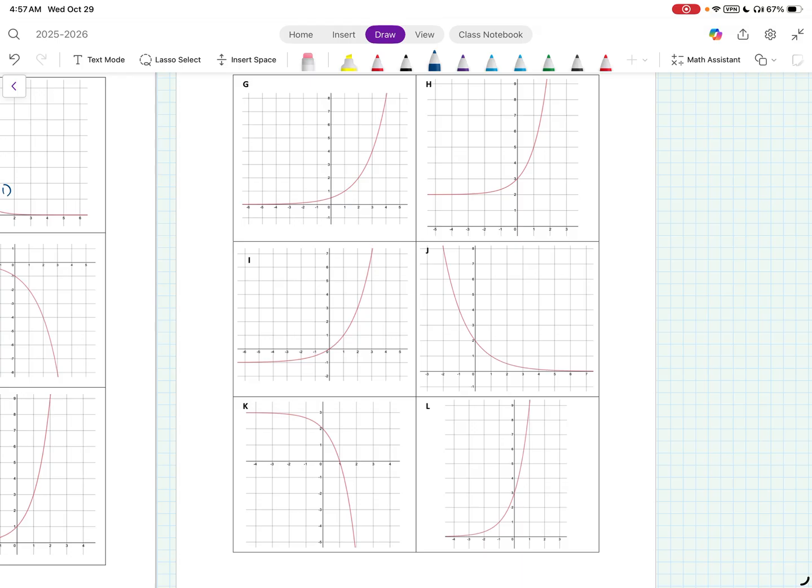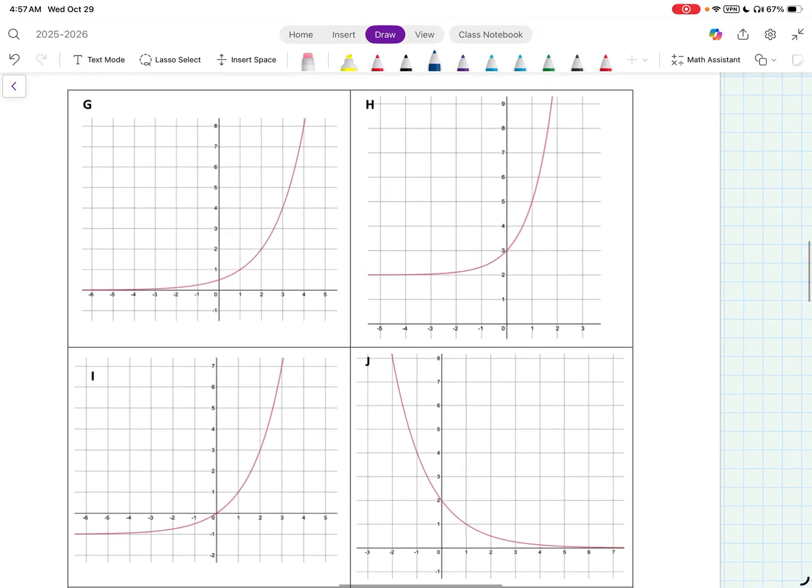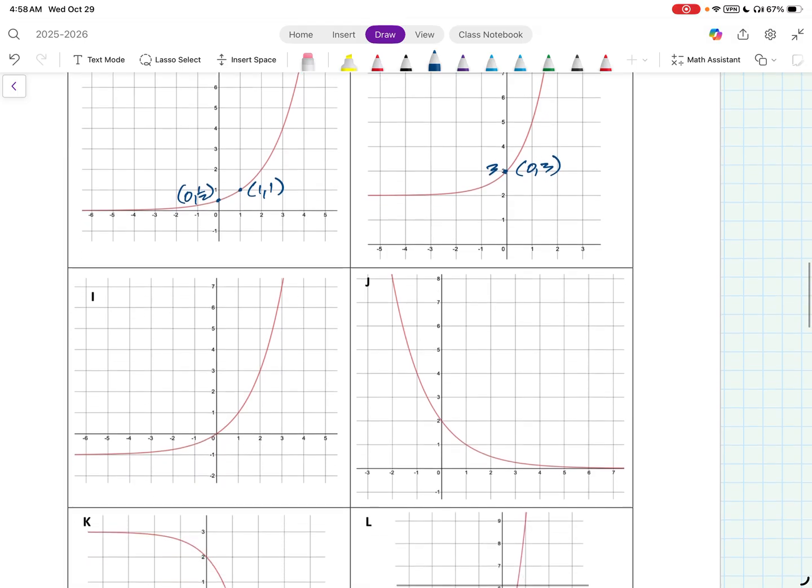Okay, so G, well, we have some choices here. G doesn't go through 0, 1, so this could be 0, comma 1/2 maybe. And the other point that it goes through is 1 comma 1. In this graph here it goes through 0 comma 3. So you have to find some other ones here.